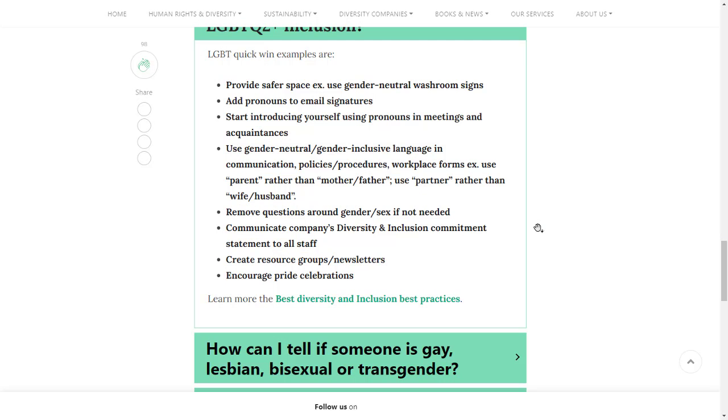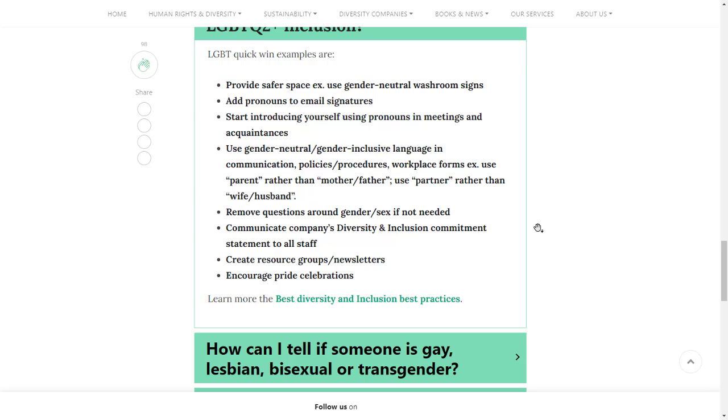What are some LGBT inclusion quick wins? Here are some examples of LGBT quick wins. First, you can provide a safer space and environment. You can add pronouns to email signatures, advising your employees how to address people who identify themselves other than female and male.